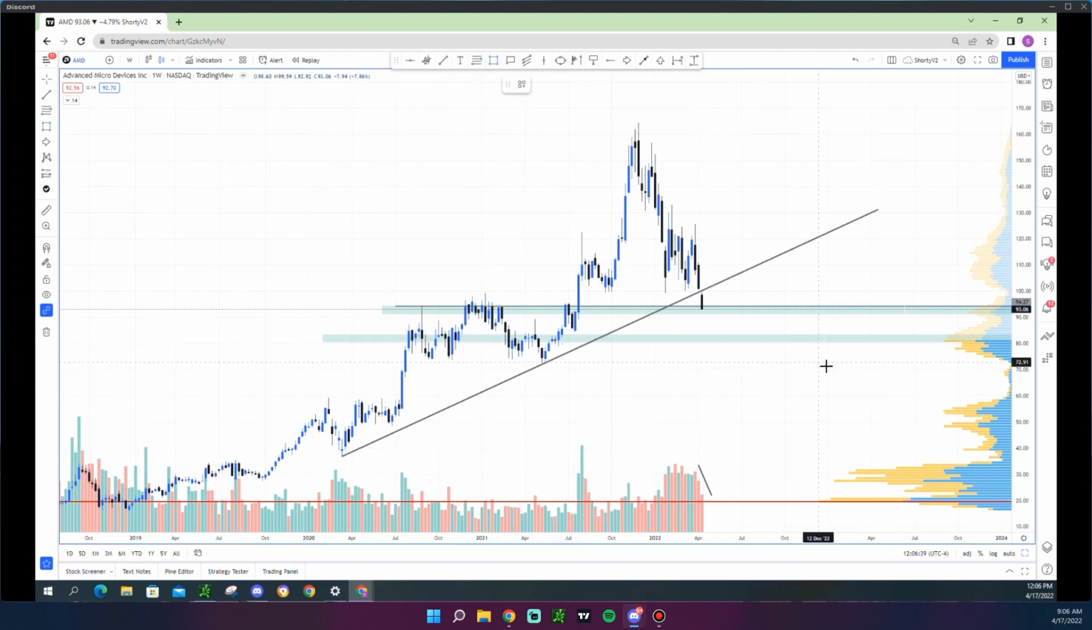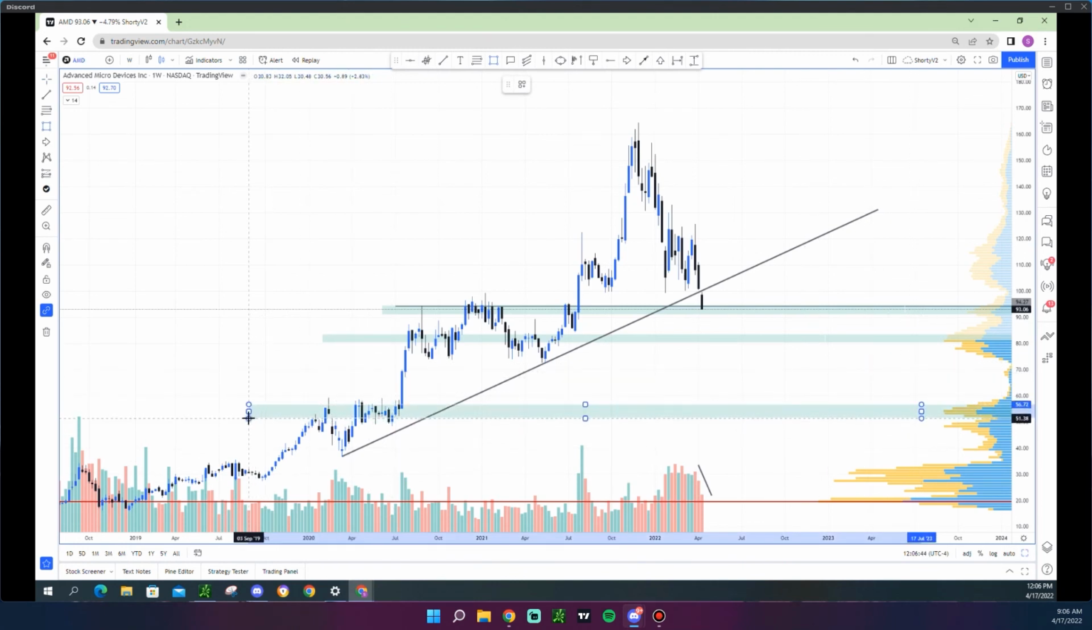So for those 130s, 125s that you bought, when would you get out on those? Once it starts approaching about 115, 120s, I'll start scaling out.